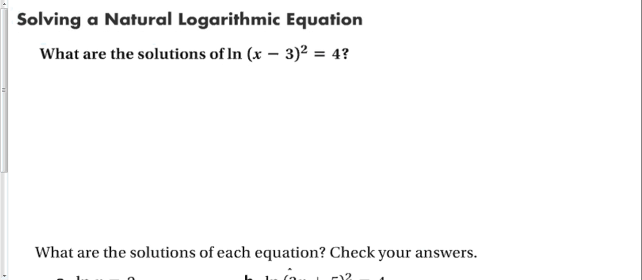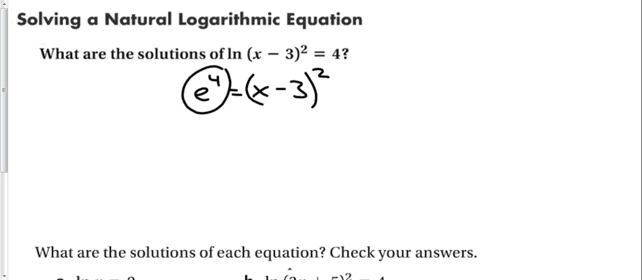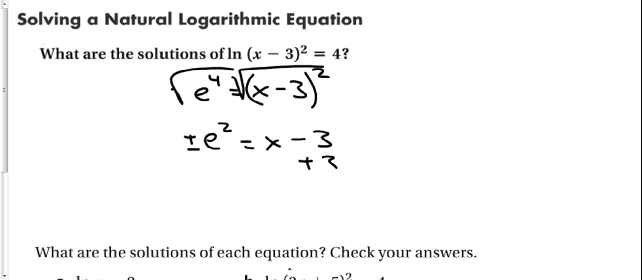And so let's solve this equation. I see a natural log, so I'm immediately going to raise both sides to e. So this turns into e to the fourth power is going to be equal to x minus 3 squared. We don't have to expand this, because e right here is just a number, right? So the way I would get x by itself here is to take the square root of both sides. That leaves me e squared, but don't forget that it is plus or minus e squared equals x minus 3. Add 3 to both sides, and we're left with x equals 2.